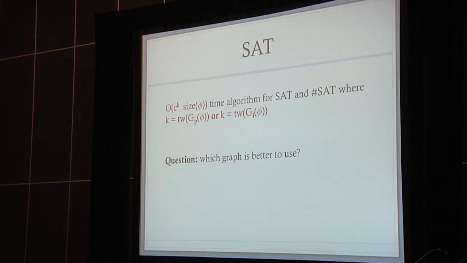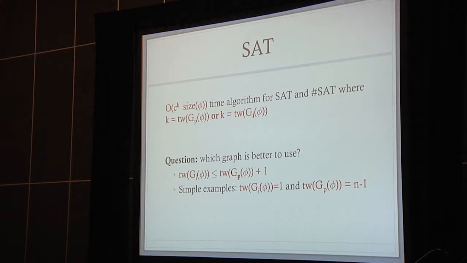Any thoughts? Sorry? They're both similar? Well, there is some reason to use the incidence graph. And why is that? One can show that the treewidth of the incidence graph is always no more than 1 plus the treewidth of the primal graph. On the other hand, the primal graph can have very large treewidth, even though the incidence graph may have treewidth 1.